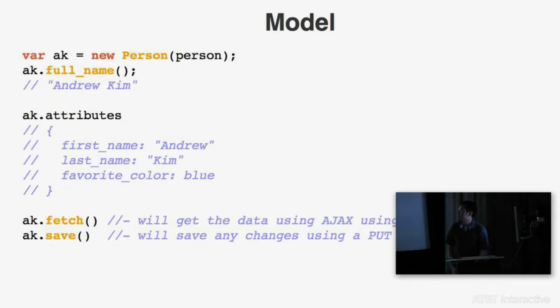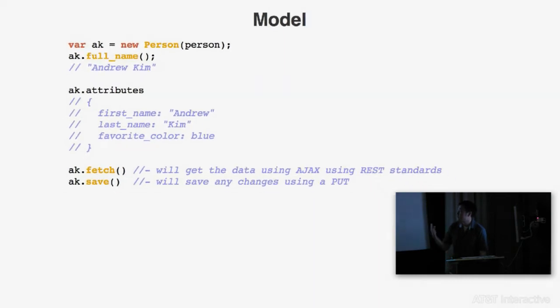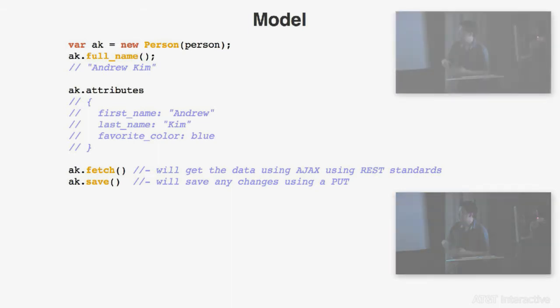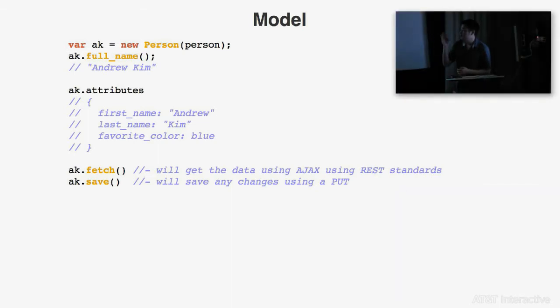So to instantiate an instance of this person, you say var ak equals new Person, pass it the data, okay? And then it'll take that hash of data, the first name, last name, and store it in something called attributes. So if you do ak.attributes, it'll just spit it right back out. I can call my helper method, actually in the previous slide it was .name, but it's .fullname.